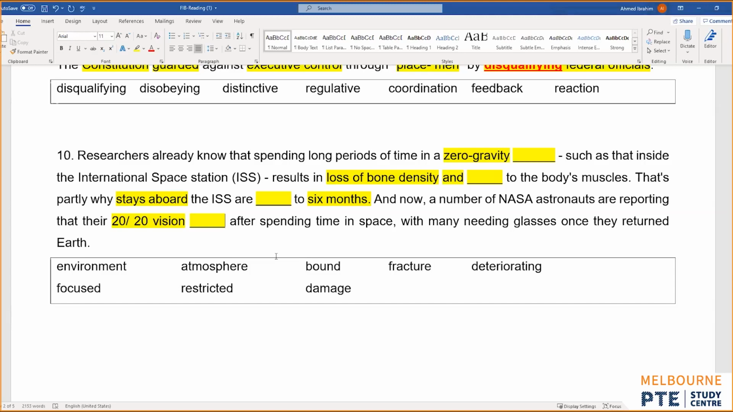Okay, guys, let's have a look at this one. What does it say? Researchers already know that long periods of time in a zero gravity dash, such as that inside the International Space Station. So zero gravity dash, what will come in here? Okay, would it be atmosphere or would it be environment?